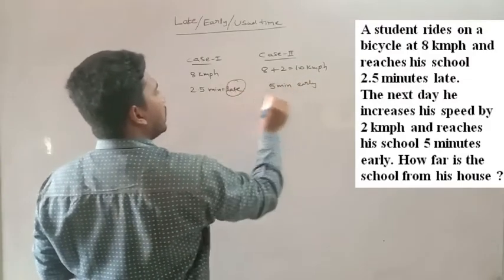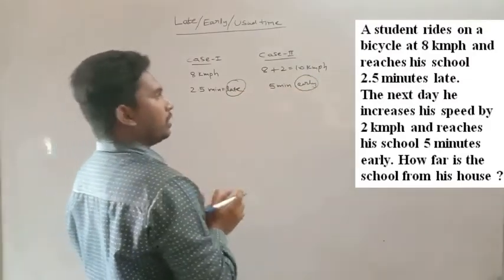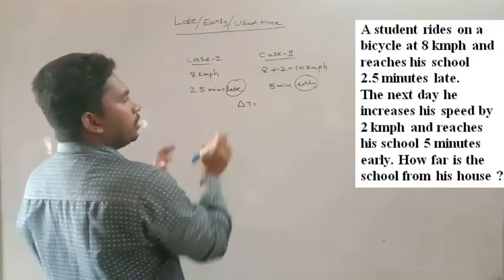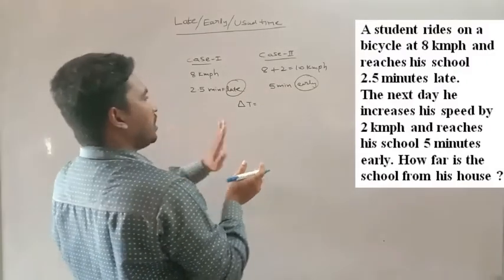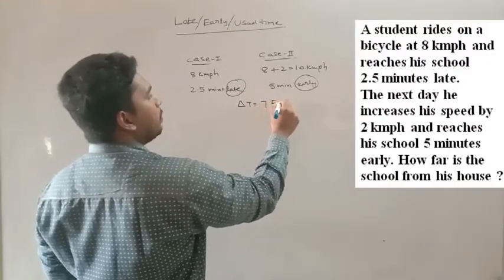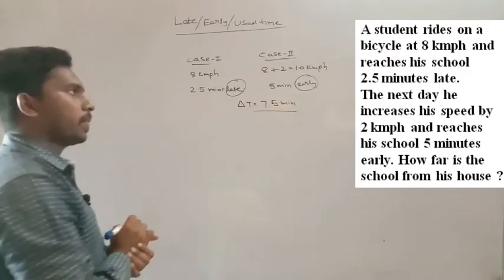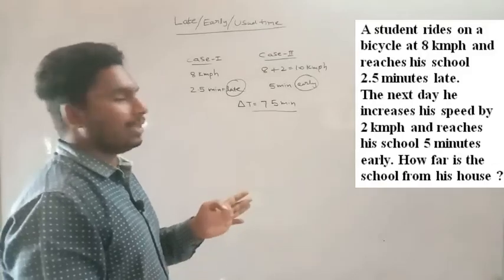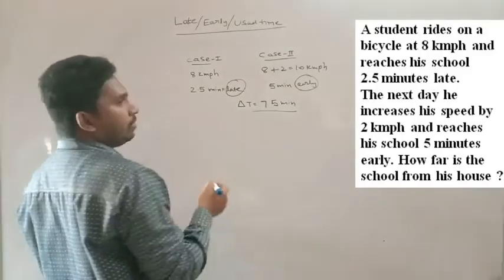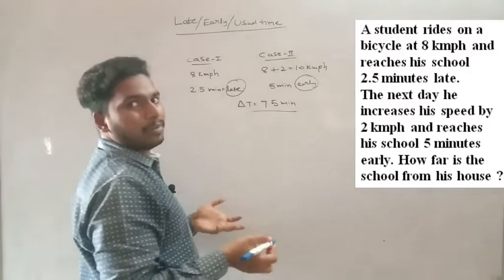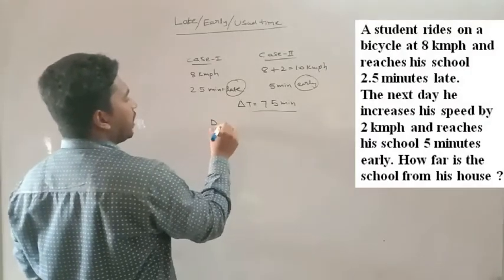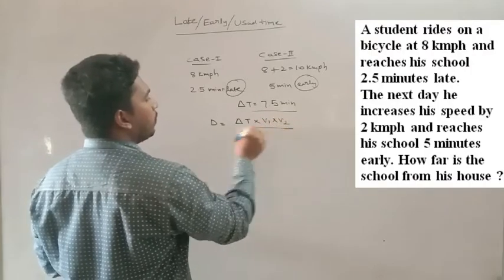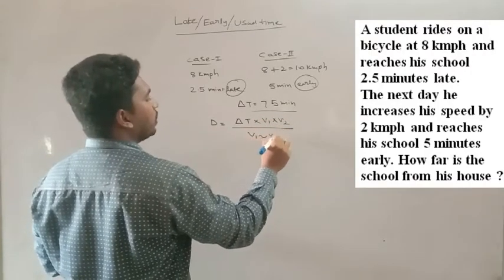Okay, so here it is late and here it is early, both are there. So in order to find the delta t, if one is late and one is early, you just have to add them, that is 7.5 minutes. Okay, so ultimately what you need to find is the distance between the school and the house. For that we have a ready-made formula, that shortcut method. In order to find the distance, the formula is delta t into v1 into v2 by v1 minus v2.